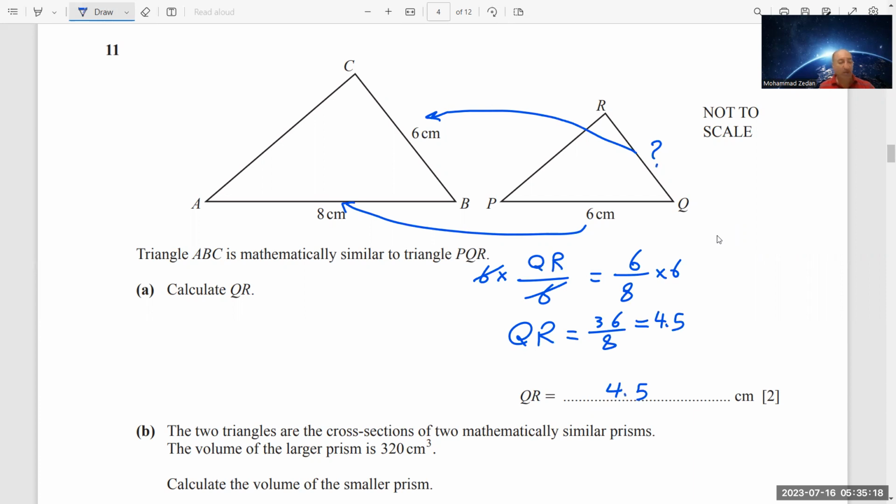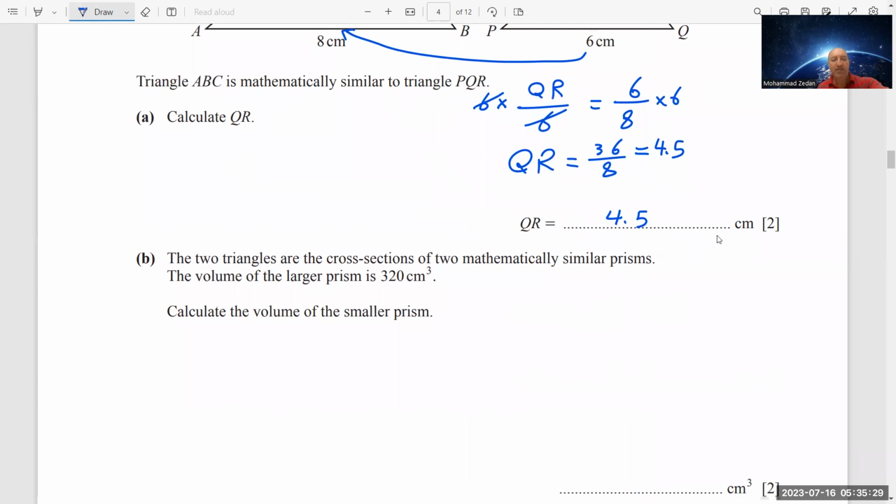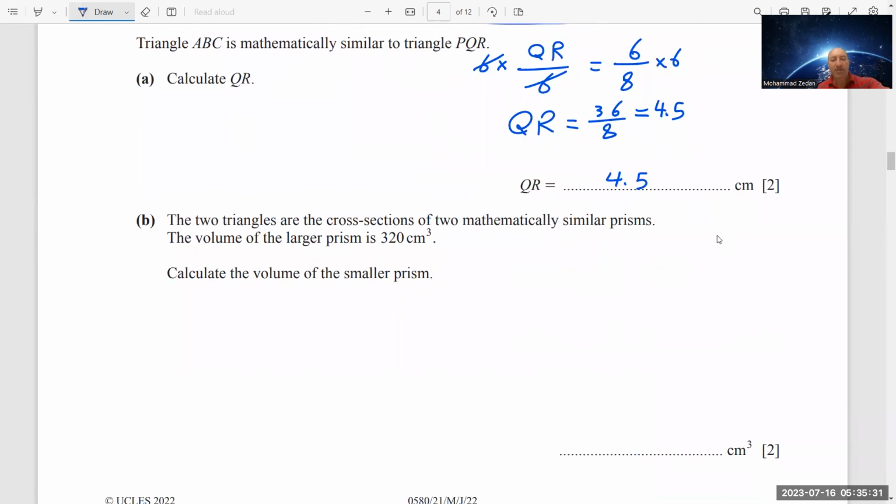So QR is 4.5 centimeter. Okay. The two triangles are the cross section of two mathematically similar prisms. The volume of the larger prism is 320 centimeter cubed. Calculate the volume of the smaller prism.